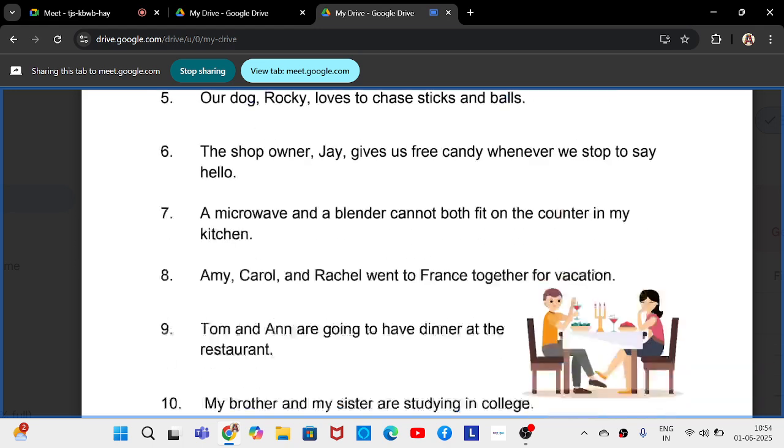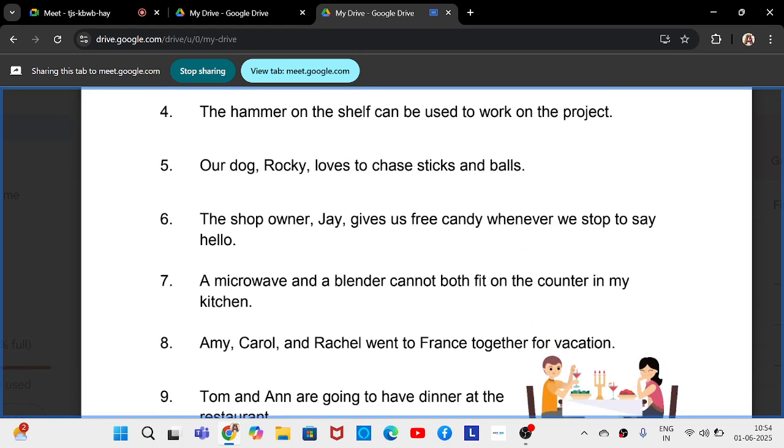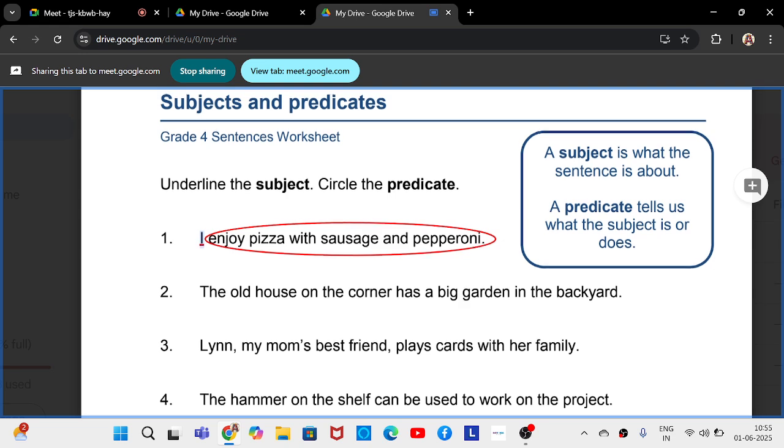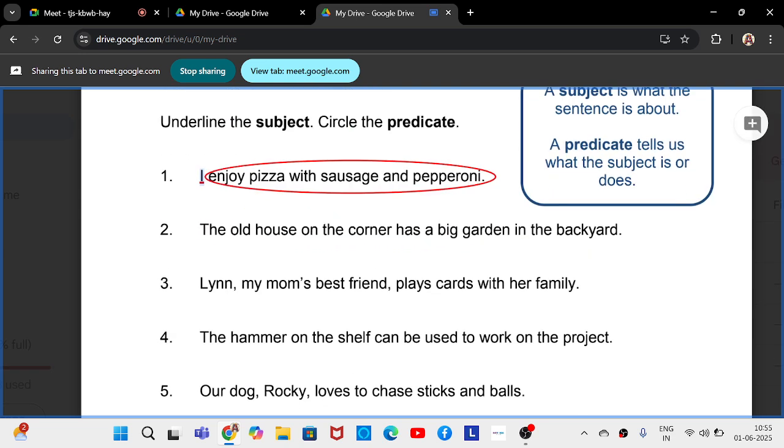Okay, so there are totally 10 questions. We will just try to answer the subject and predicate. So, in the first question, the answer is already given. I enjoy pizza with sausage and pepperoni. So, here I am speaking about I. So, I is the subject, and the predicate is enjoy pizza with sausage and pepperoni. Yes. So, the second question, likewise, you have to find the subject and the predicate. Ready?